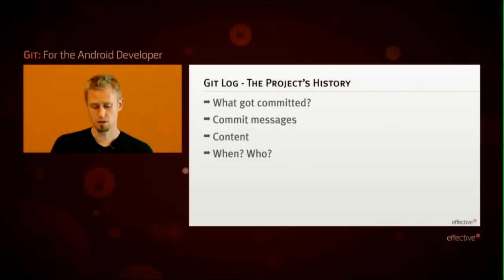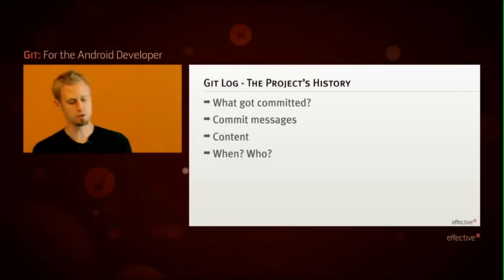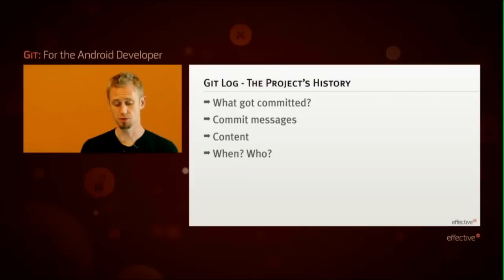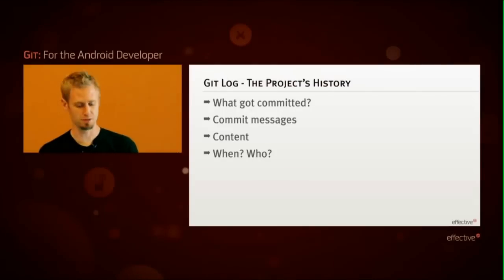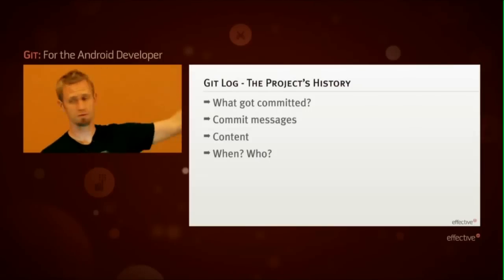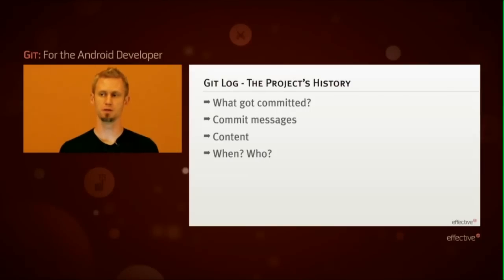Okay, git log, we saw that it shows us how to look at the project's history. It shows what got committed, the commit messages, the content that was committed, when and who did the commit. So if I pop back out here, it's just going crazy. This is one form of git log. This shows me a sort of good medium amount of information, not a whole bunch of information.